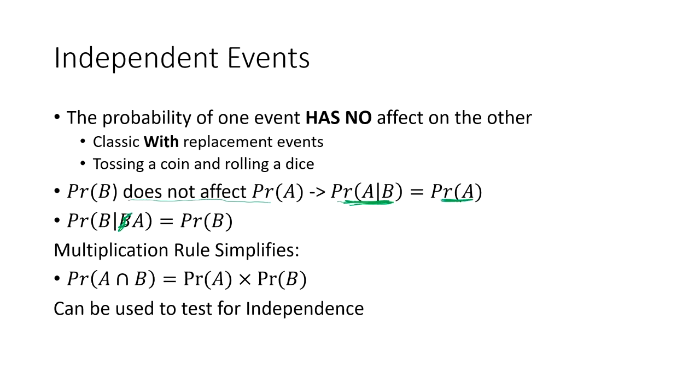If we take our multiplication rule from the previous slide, we had A given B in the formula. Now we don't need that anymore because the probability of A given B is just the probability of A.